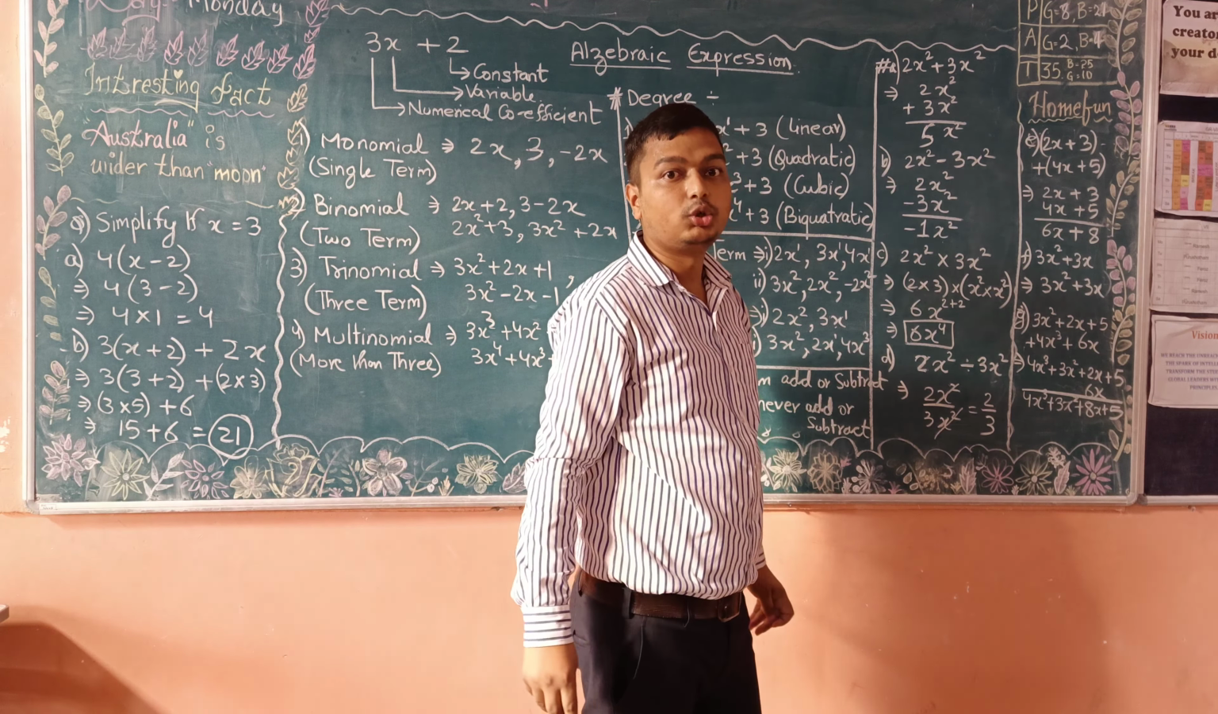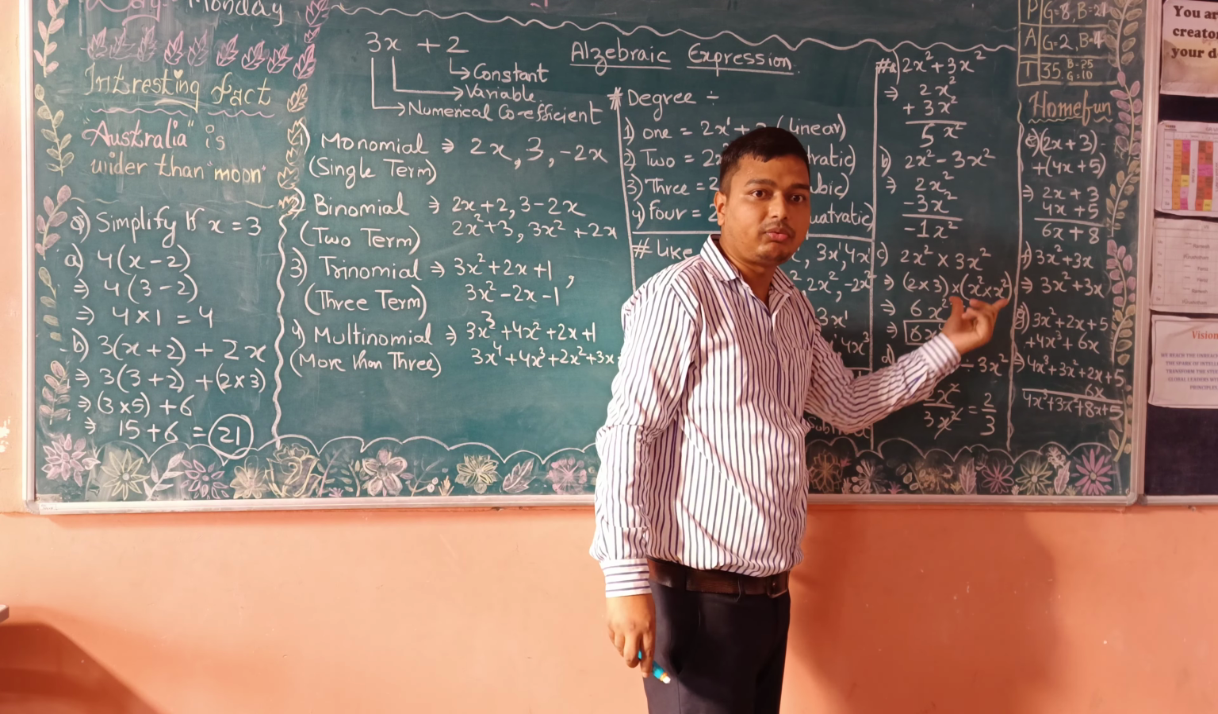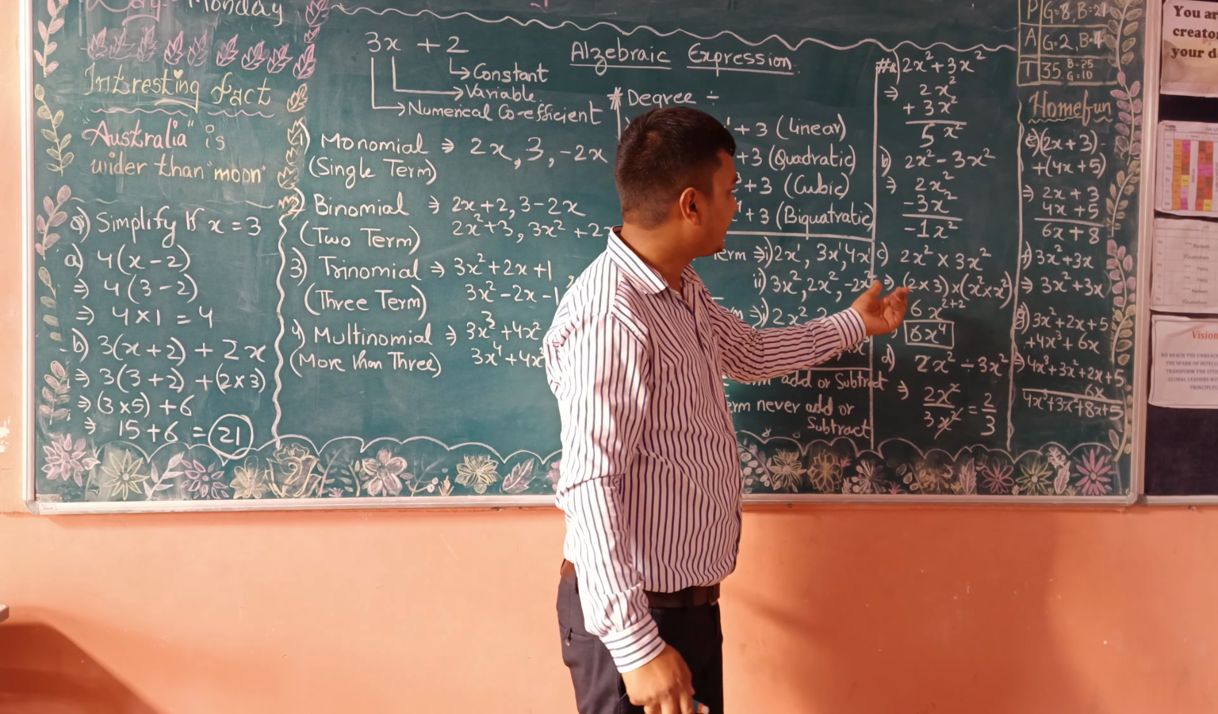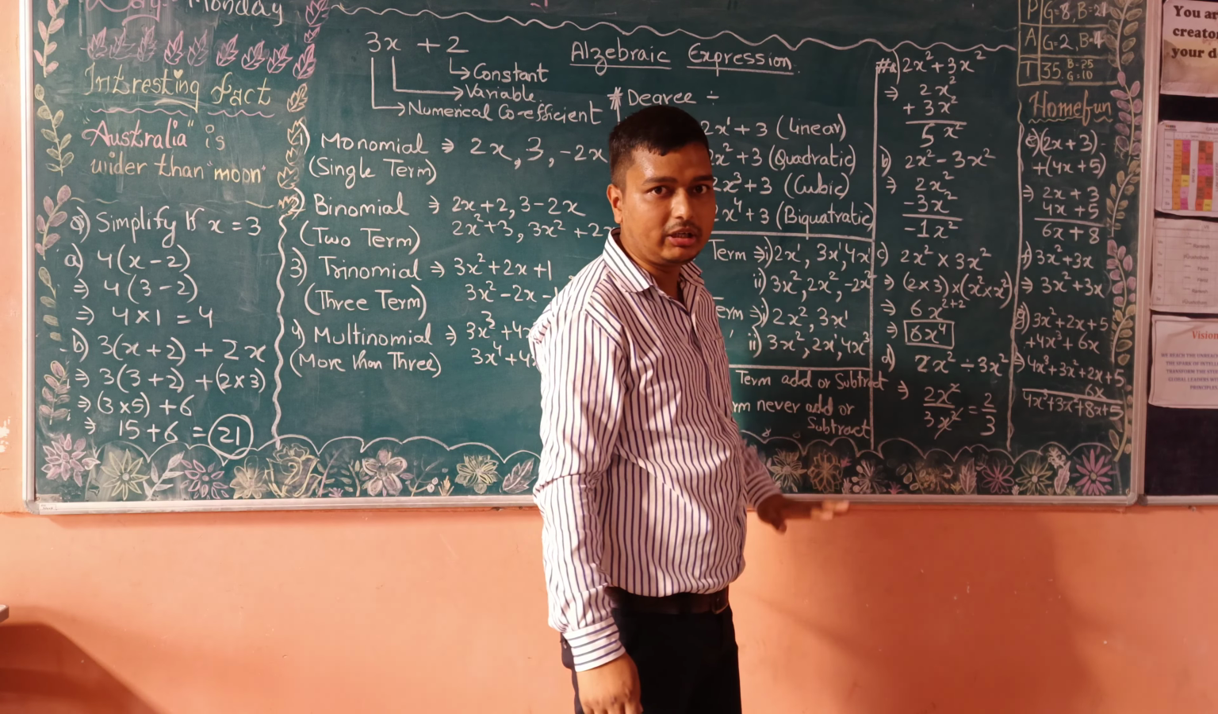But what is the highest number? The highest number is 3. What is the sign of the 3? That is minus. So here it will be minus 1 x square. We are following the integer rule. Next, again, multiplication. Addition completed, subtraction completed.